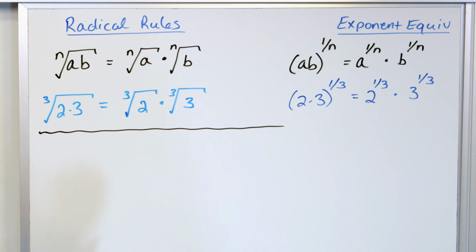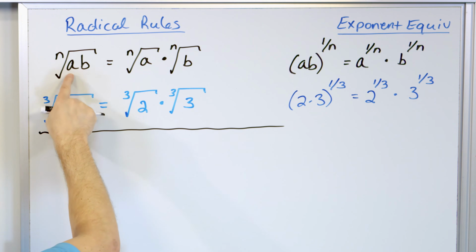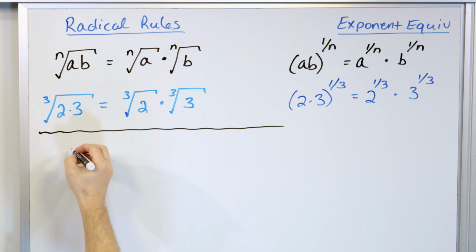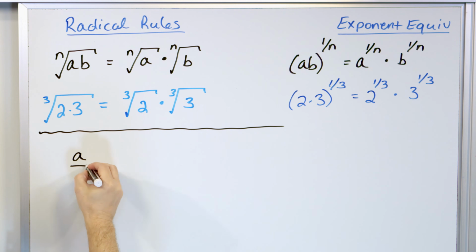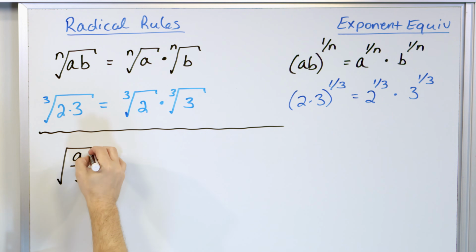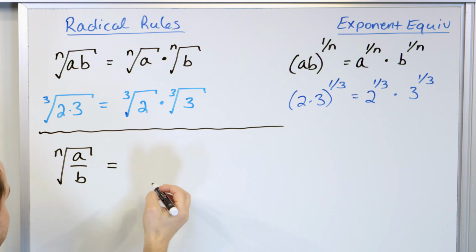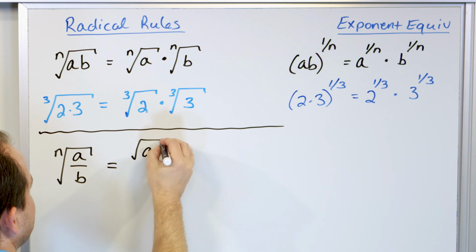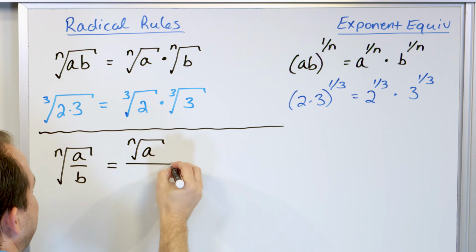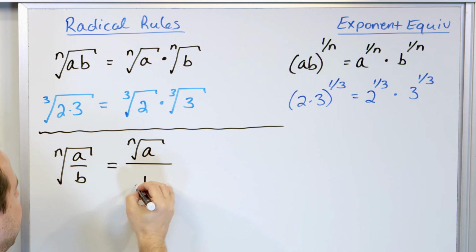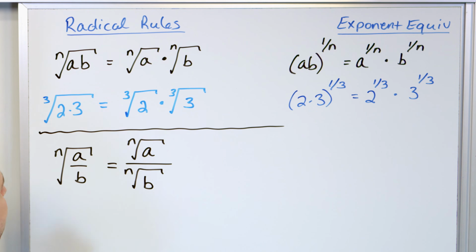The next property is the following thing. So here's what happens if I have two things multiplied together under a radical. Next, I want to do what happens if I have two things divided under a radical. So I have the nth root of a fraction, A divided by B. So what this means, and you'll see in a book, is you'll have the nth root of A can be brought as its own radical, and the nth root of B can be brought as its own radical.